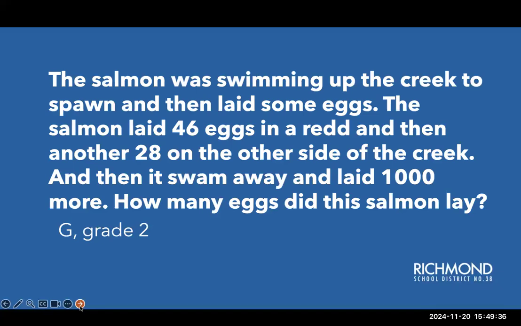The salmon was swimming up the creek to spawn and then laid some eggs. The salmon laid 46 eggs in a redd and then another 28 on the other side of the creek. And then it swam away and laid 1,000 more. How many eggs did the salmon lay? So you can see the student has used the equation and then added the extra 1,000 in. Maybe if it was a number like 543, that might be beyond their reach, but adding 1,000 to an existing amount would be doable for this student.